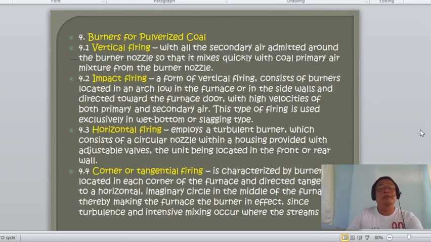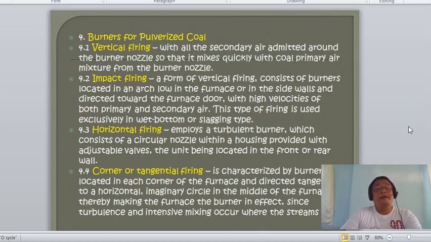Another, we have the burners for pulverized coal in a steam generator plant, in the furnace. We have the vertical firing, with all the secondary air admitted around the burner nozzle so that it mixes quickly with the coal-primary air mixture from the burner nozzle.